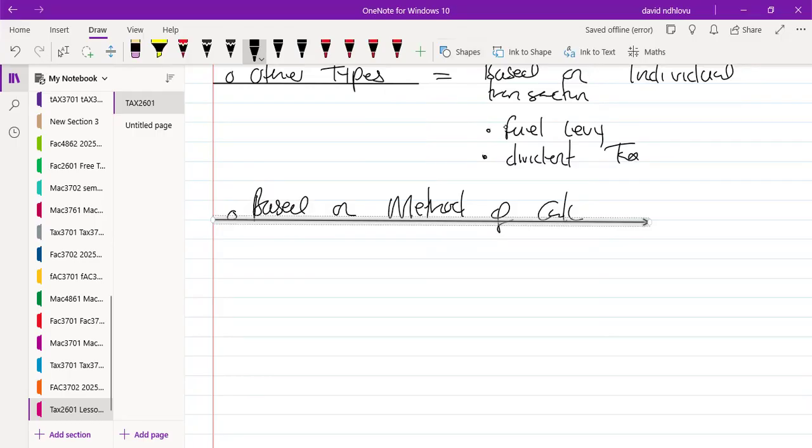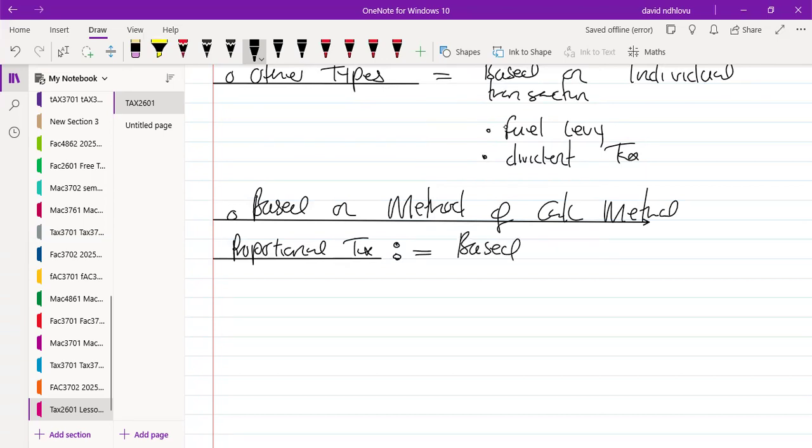So one of the ways to group tax is to talk about proportional tax. Remember, we are talking about the method of calculating the tax here. And we are saying one of the ways is proportional tax. Now, this is based on a fixed rate of taxation.